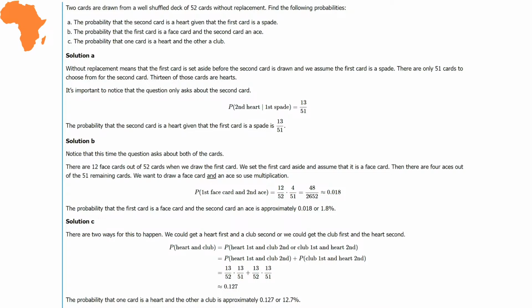How many play cards? How many cards are there in a deck? 50? 54? 56? How many cards are there in a deck? 52. Okay? All those cards come to 52.